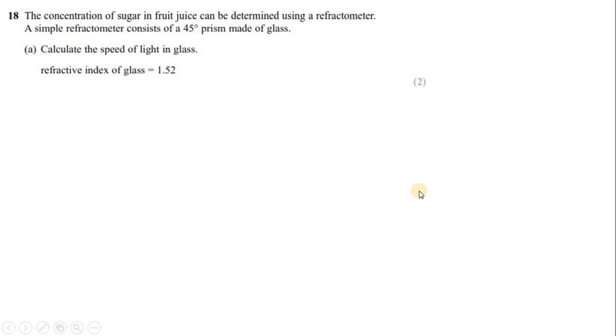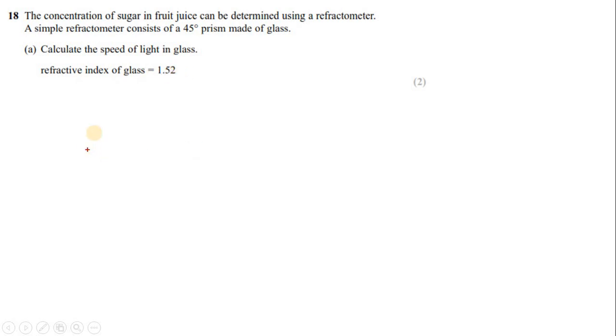Question number 18. The concentration of sugar in fruit juice can be determined using a refractometer. A simple refractometer consists of a 45-degree prism made of glass. Calculate the speed of light in the glass. Refractive index of glass is 1.52. Sorry, it's not meter, it's just refractive index, so 1.52.